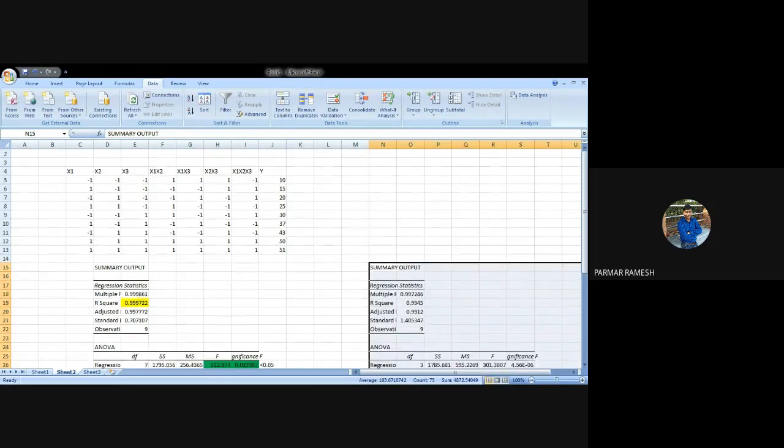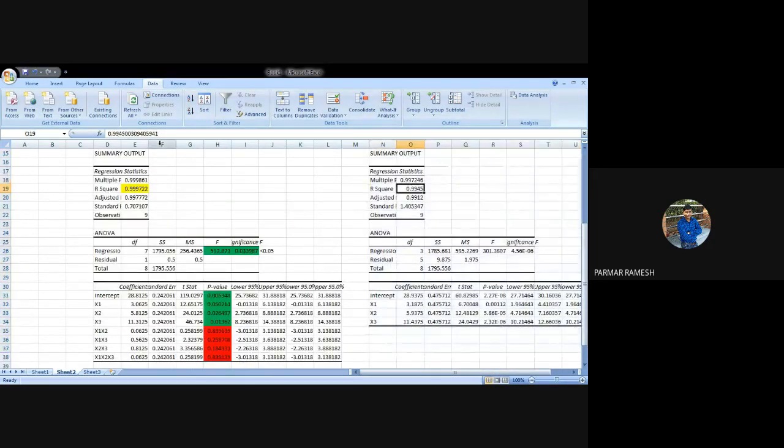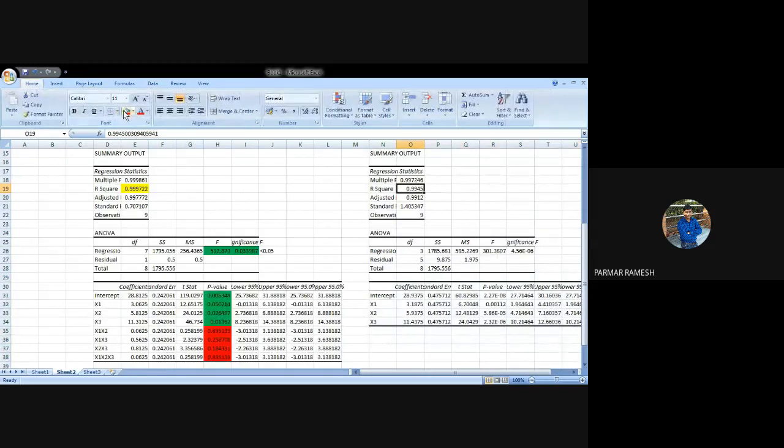I'm getting new output. So here my r square again is 0.99, less than the previous one. Obviously it will be, because as the number of variables decreases, the r square decreases. The f value is again 301, that is less than the previous one, but still it is significant, and all the p values are less than 0.05.